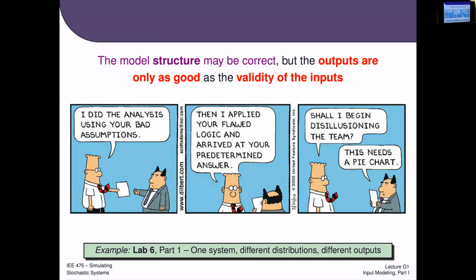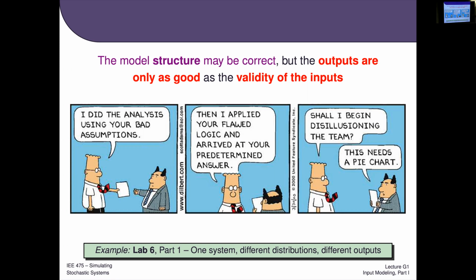All right, so a little cartoon just kind of summarizing everything I've been saying here. The engineer looks at the boss and says, I did the analysis using your bad assumptions. So bad assumptions, those are the bad inputs. Then I applied your flawed logic and arrived at a predetermined answer. So this is an example where with the right assumptions, you can get pretty much any answer that you want. So that shows that it's really important to make the right assumptions.